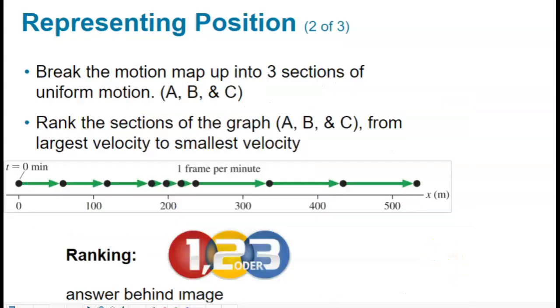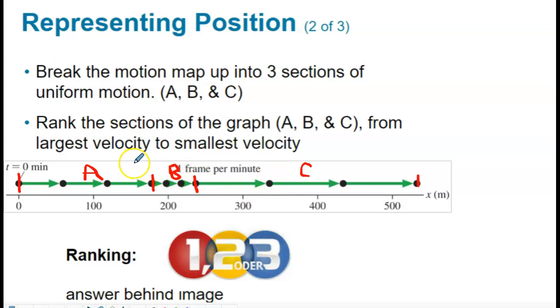So we're going to examine the motion map first, and then we'll apply it to a graph. We already broke it up into three sections. There's one section there. I'm going to label that A. There's another section here. We'll label that B, where the dots are close together, and then the dots are spread out the most in section C. Based on that information and just that visual, we should be able to decide which one has the greatest velocity and which one has the smallest velocity.